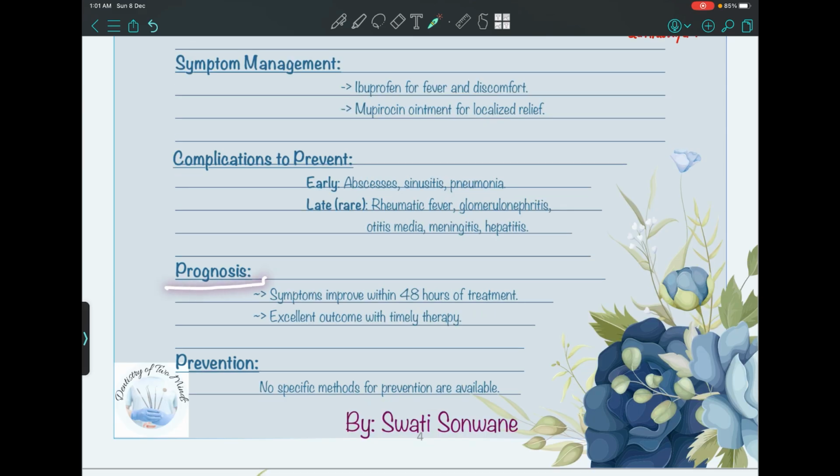Prognosis. The fever and the symptoms show dramatic improvement within 48 hours after the initiation of treatment. With appropriate therapy, the prognosis is excellent. Prevention. There are no available methods for the prevention of scarlet fever.